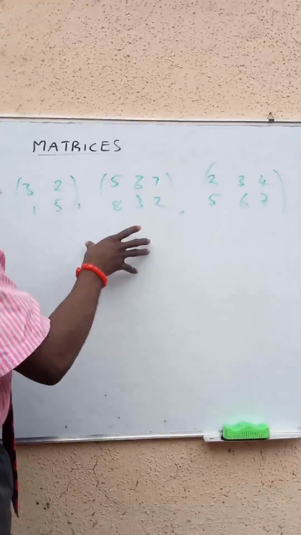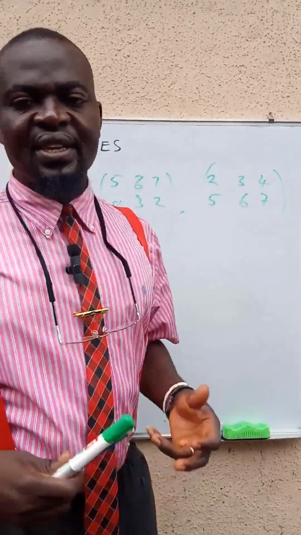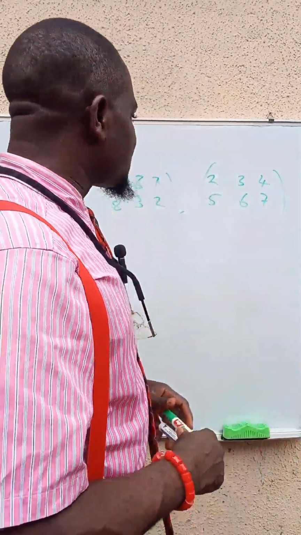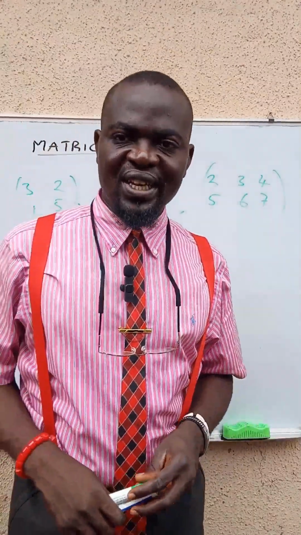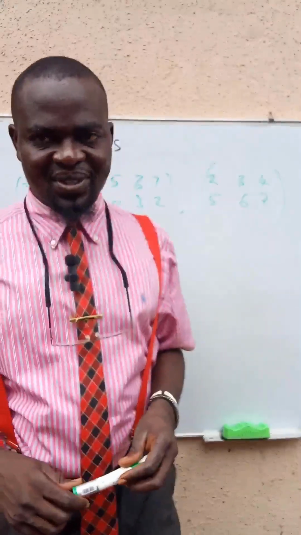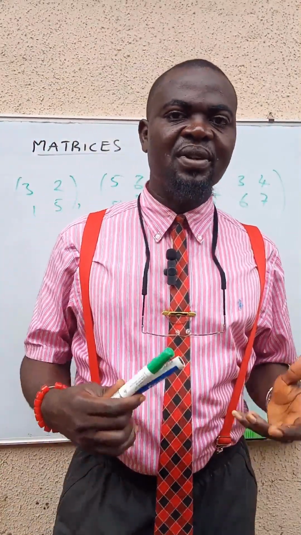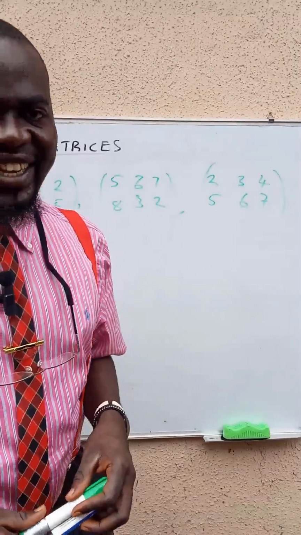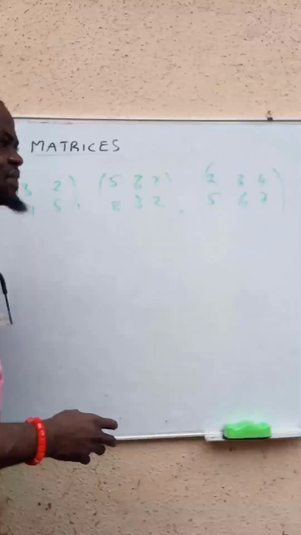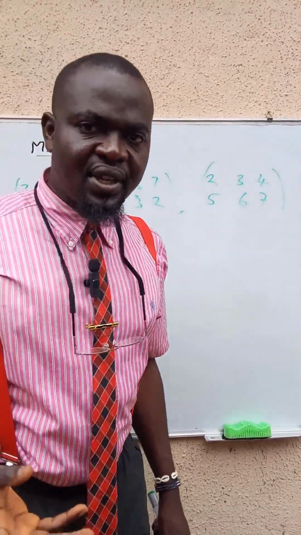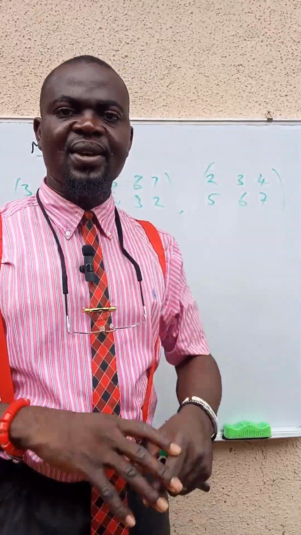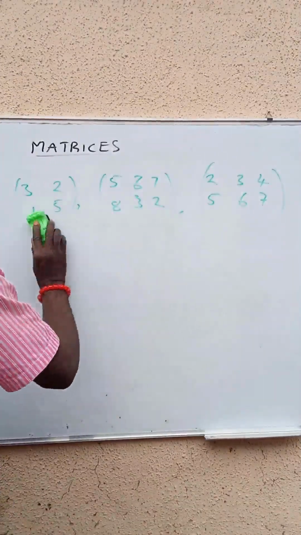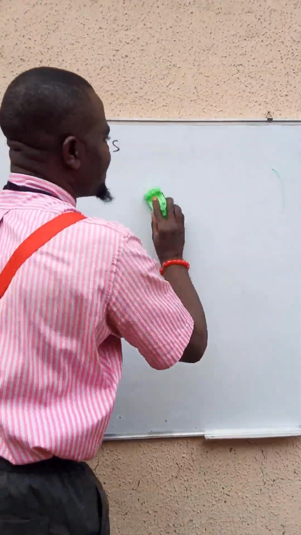This was first discovered in the 19th century by James Sylvester, but it was his friend who started using it in linear algebraic systems in the 1850s. These matrices are very important in engineering, science, and modern technology. So having known the examples of matrices, it simply means you can identify it anywhere.